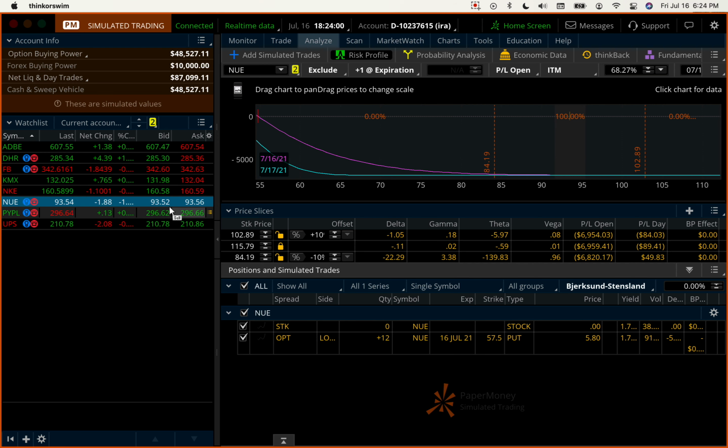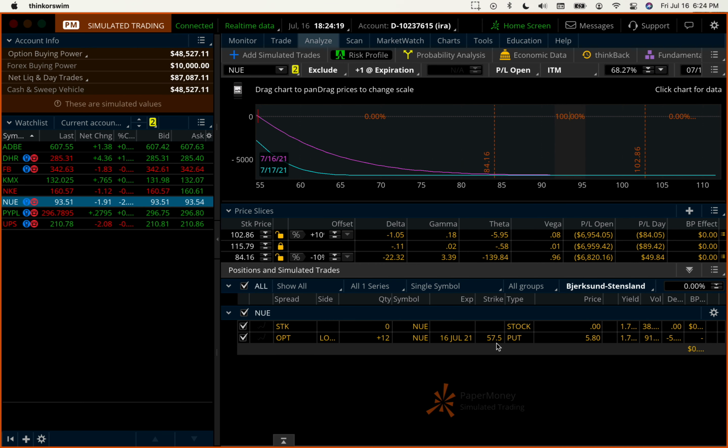Okay, we have had this for a while. It's a lottery ticket, 12 July 57.5 puts. That's a long time ago. We collected our profits. This is nothing that we need to do anything about. If the stock was to drop to 57, we might be nice. It would be quite a surprise and a positive one.